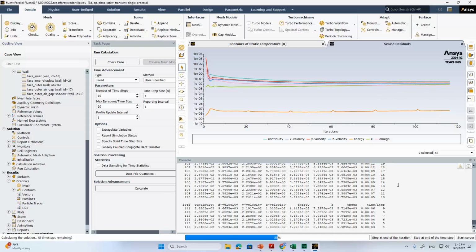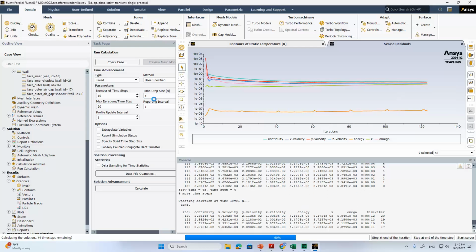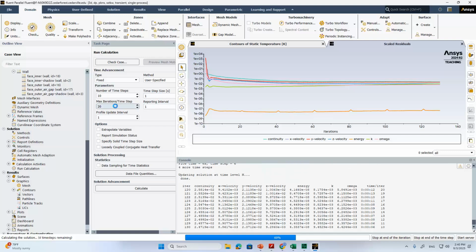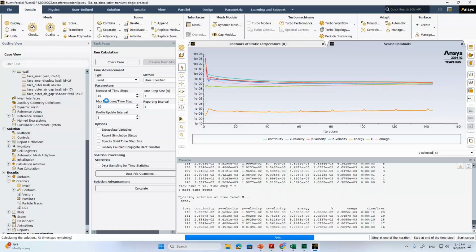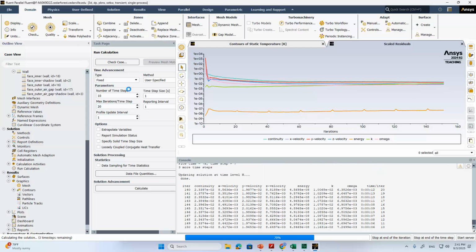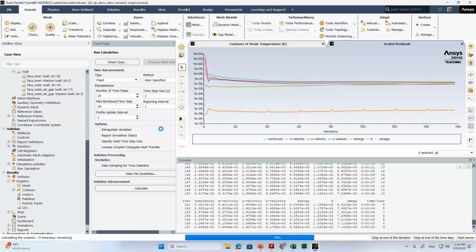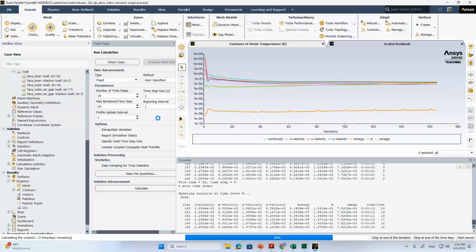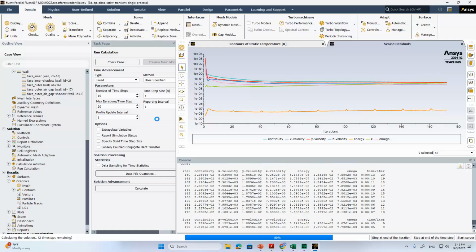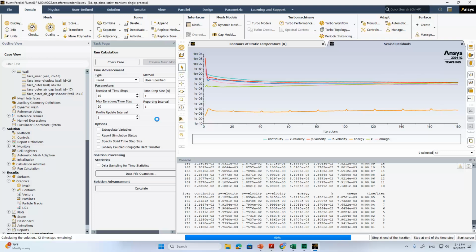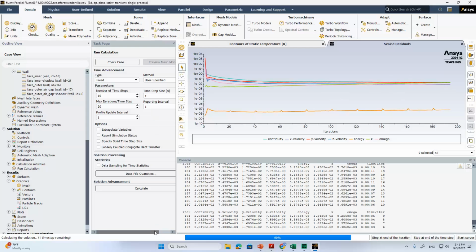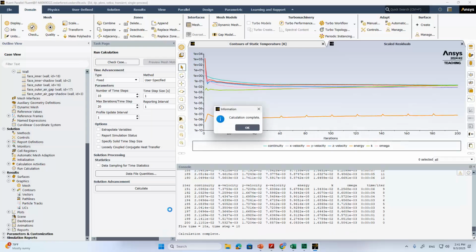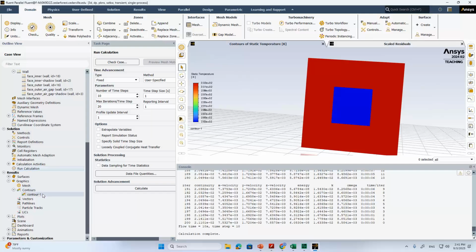Okay, I'm not saying that 1 second is the perfect number for time step size. I'm also not saying that 20 iterations is the perfect number for this parameter. You have to play with such setups to find out the best parameters, which means they give you accurate enough results without using too much time to do the simulation. You have a really good balance between accuracy and efficiency. Okay, calculation completes.